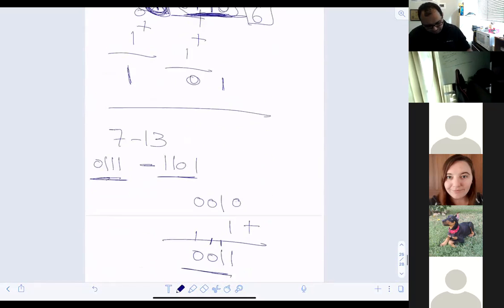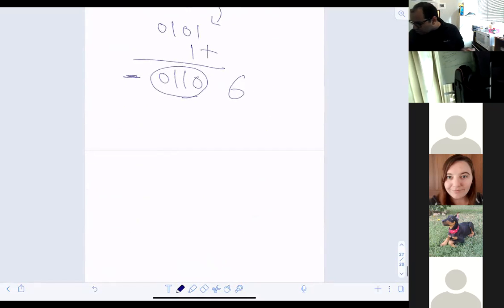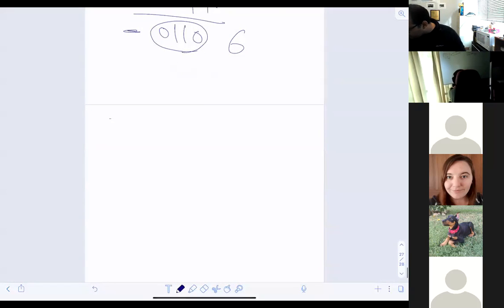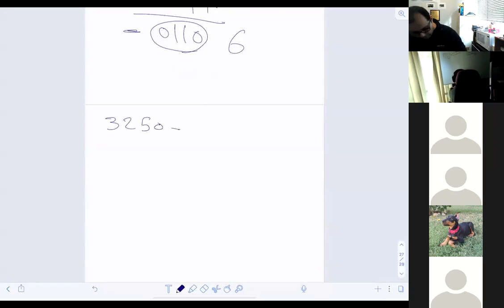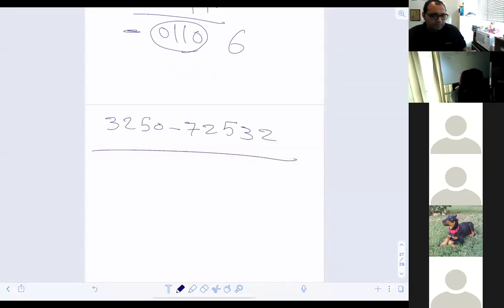Yeah. Thank you. We can also try the example with the bigger numbers. Do you want to try it again? We flip it and see how it looks. Do you remember when I made it like that? It was 3250 minus 72532, right? We did this one and I flipped it. Do you guys remember? Yes. Let's flip it and see what will happen.